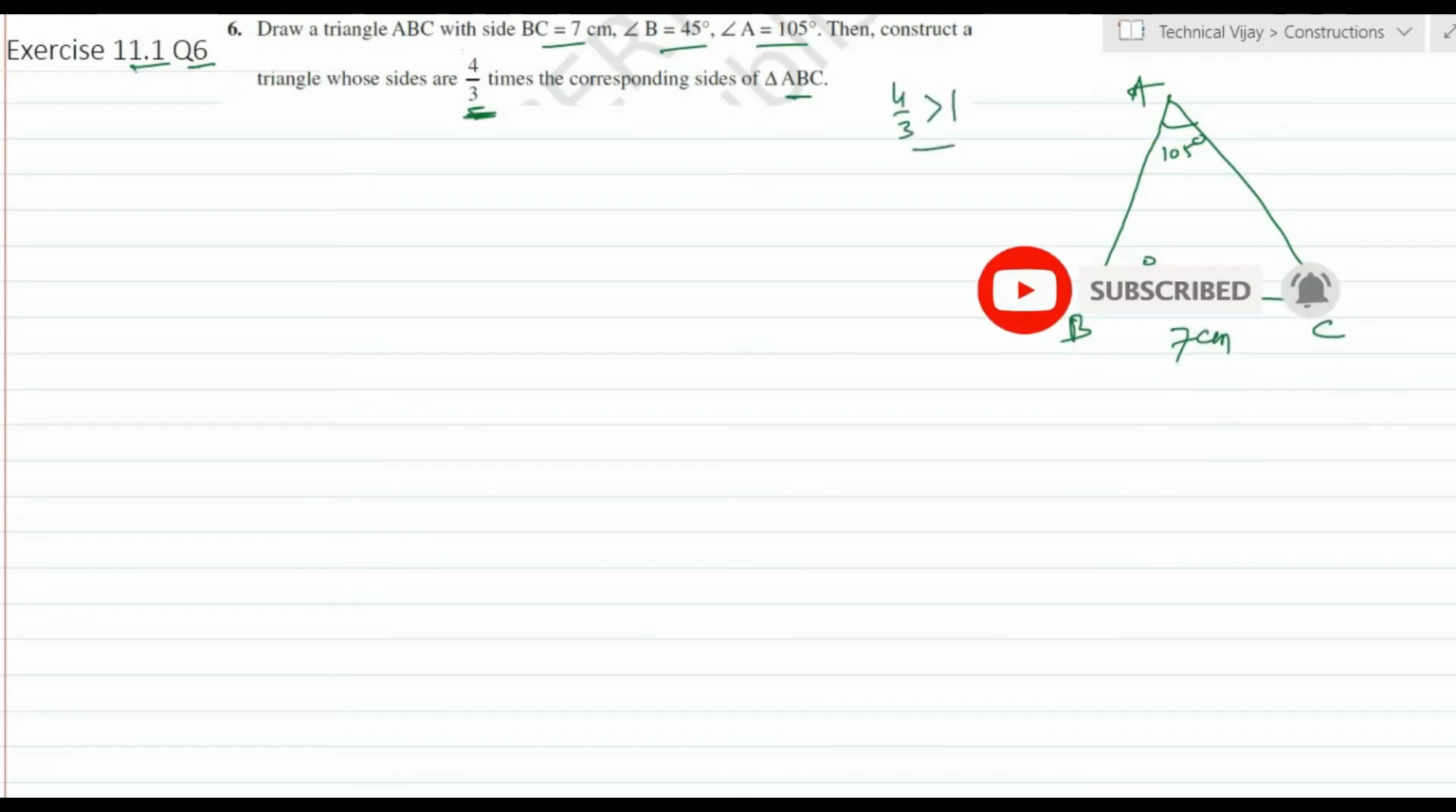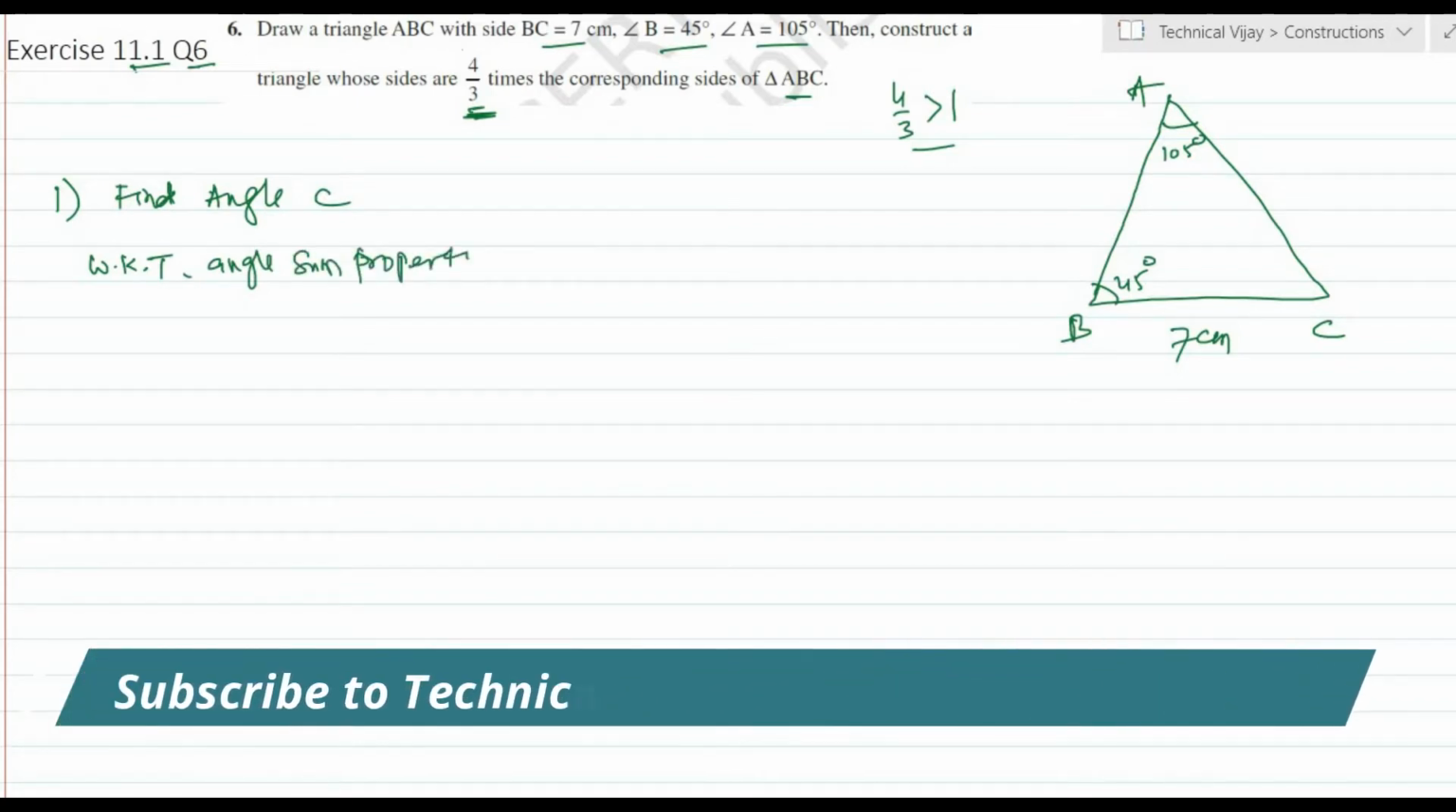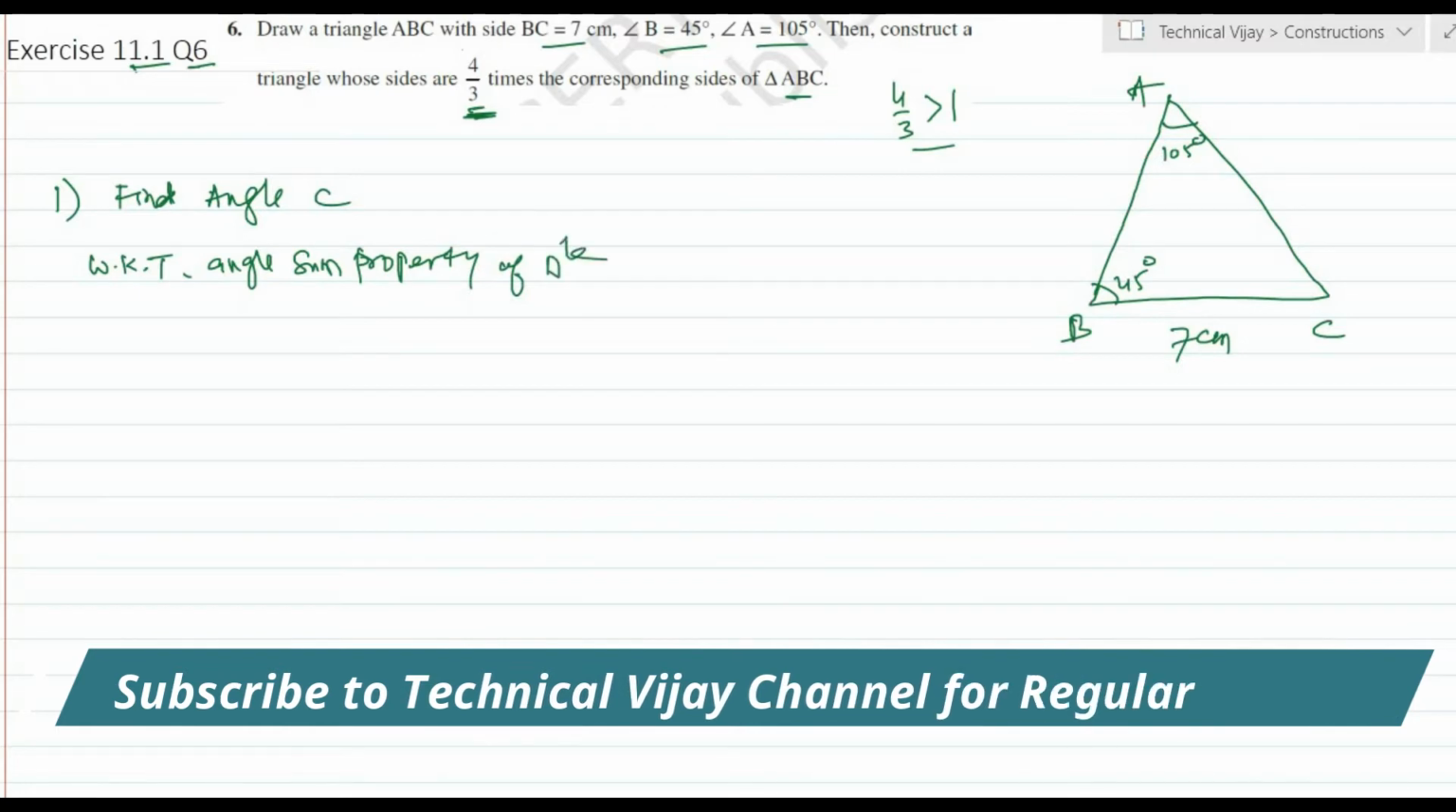Okay. So this will be bigger than this triangle. Now first, what we have to do is find the angle C. First find angle C. Here we know from the angle sum property of a triangle, angle A plus angle B plus angle C is equal to 180 degrees.